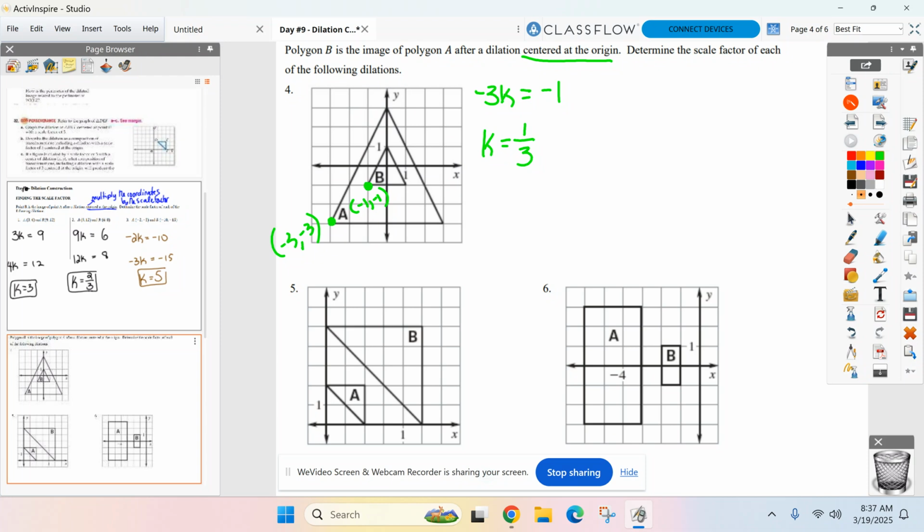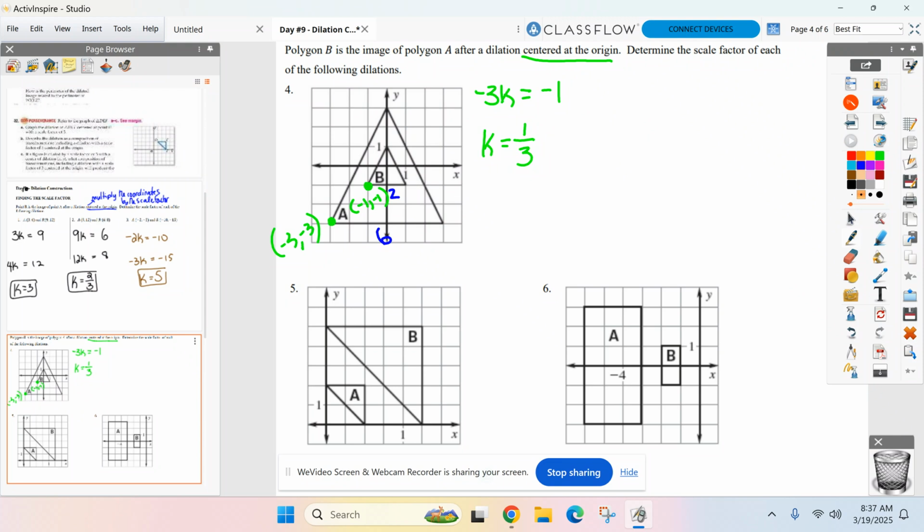I said there was a second way I'd show you. The second way is if you can find the lengths of two corresponding sides. Watch. I believe we can find the length of this without doing distance. We can count 1, 2, 3, 4, 5, 6. Everybody's good? Its corresponding side is 2. That'll tell you the scale factor.